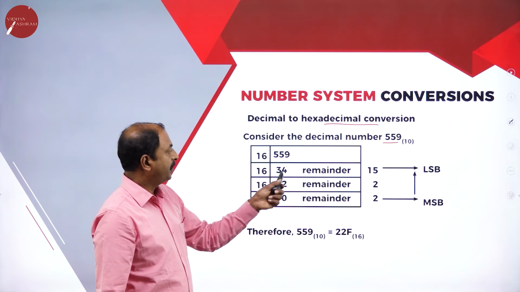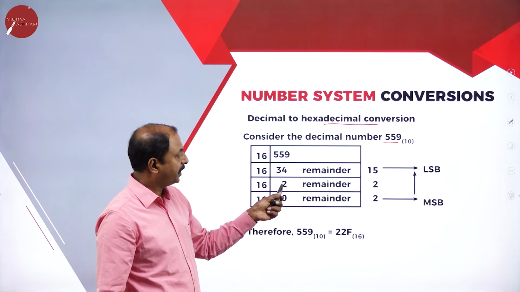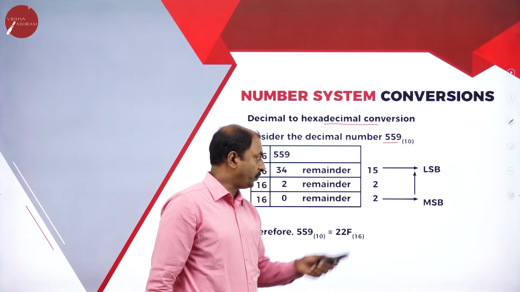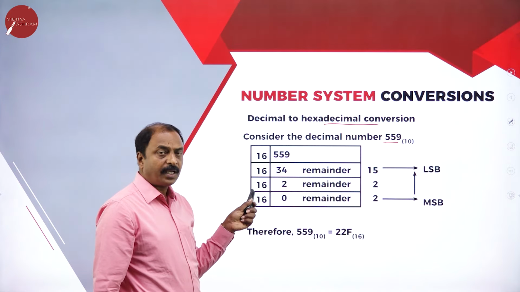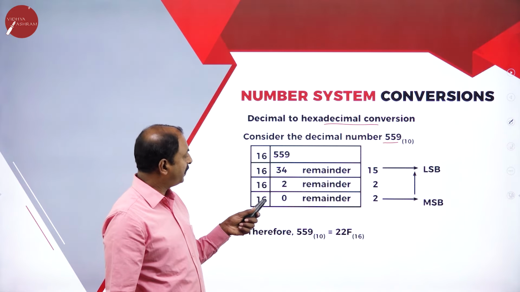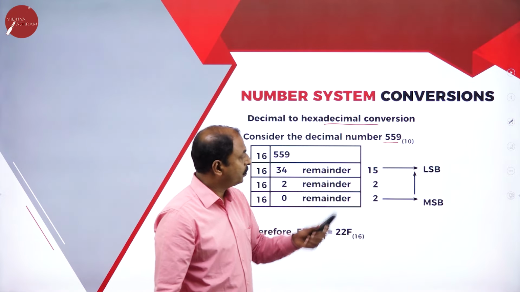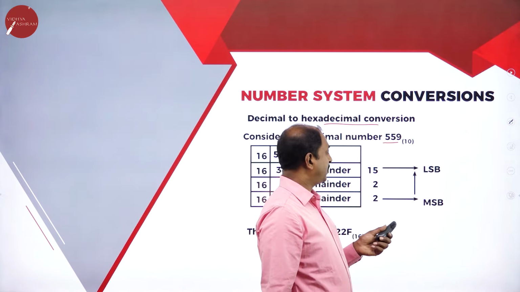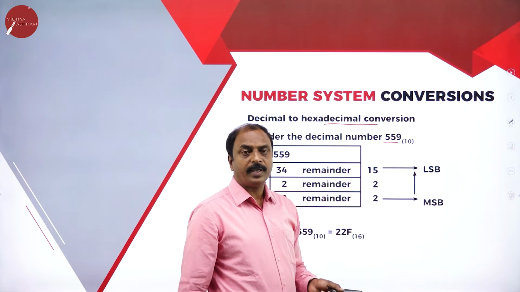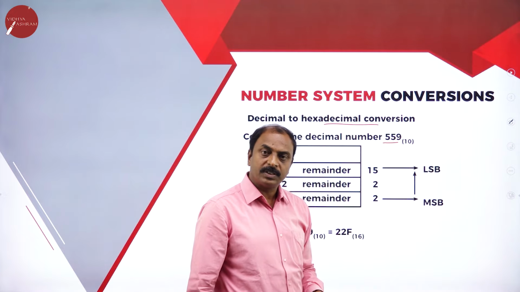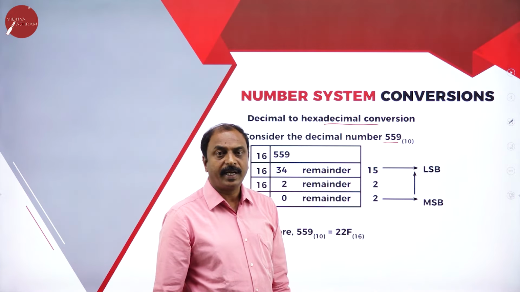And again, divide 34 by 16. 16 2s are 32, remainder is 2. Similarly, 2 is less than 16, we cannot divide, so the quotient is 0 and the remainder is 2. So we have to write the answer from MSB to LSB. As I told you, MSB stands for most significant bit, and LSB stands for least significant bit.